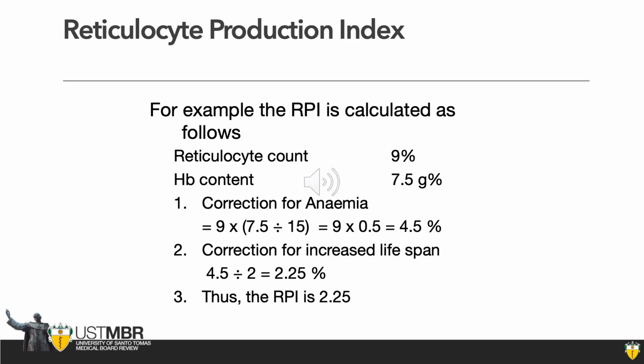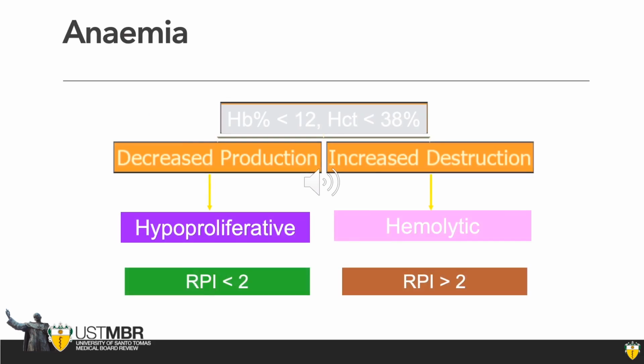So what does that 2.25 mean or imply? In this slide, you can see the use of computing the RPI. RPI can help you evaluate if anemia is due to bone marrow production problem or peripheral destruction or blood loss. So in our patient, we have a high RPI, which is more than 2.25, then it is most likely due to peripheral destruction of red blood cells or blood loss because the bone marrow is compensating adequately.